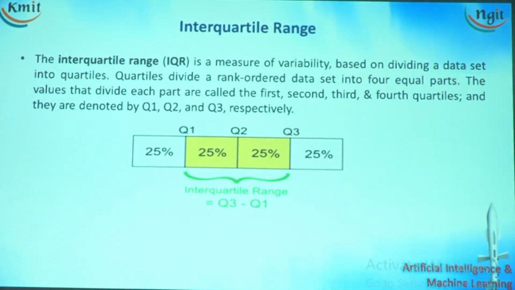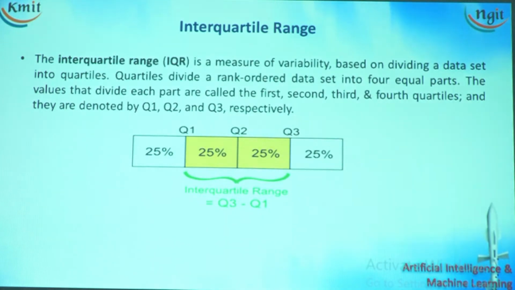So for the entire data set, Q2 is the median. For the first half, Q1 is the median. For the later half, Q3. So now, what is this interquartile range? It is between these two other median values. The difference between Q1 and Q3 is your interquartile range.